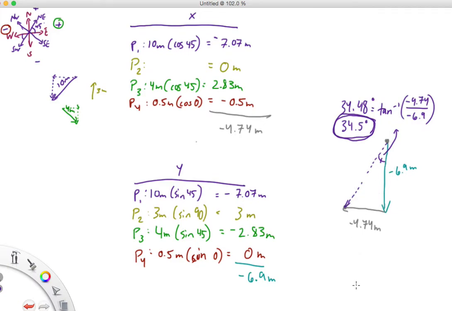To figure out the length, this is so easy. We can use the Pythagorean theorem because this is a 90 degree angle. So it's going to be a squared plus b squared equals c squared. If you do that, you're going to get this length right here as 8.37 meters. So that's how far he was from the hole to begin with. That's where he started from, and that's where he ended up.